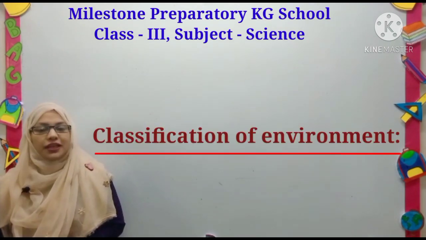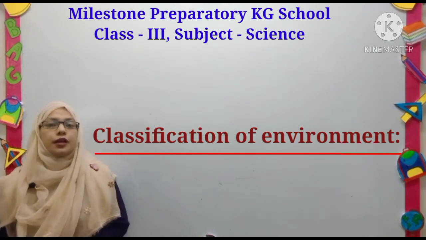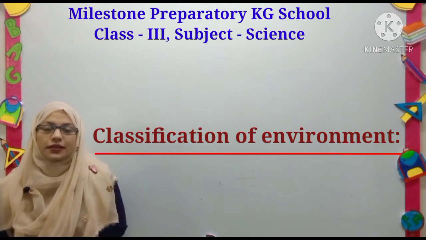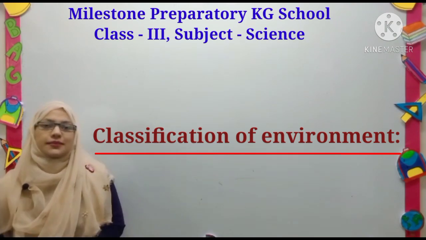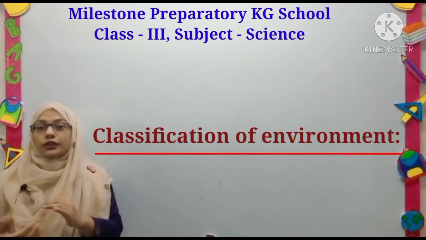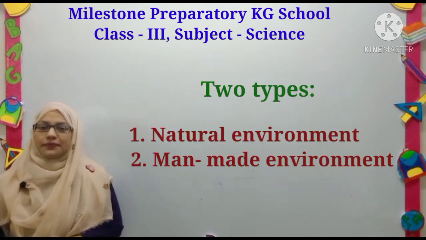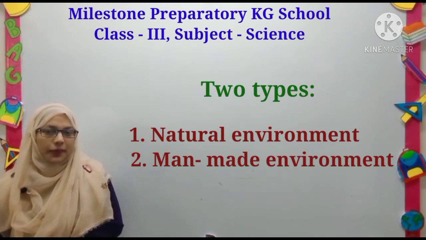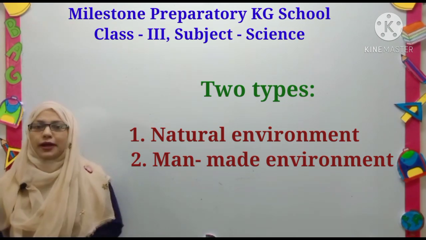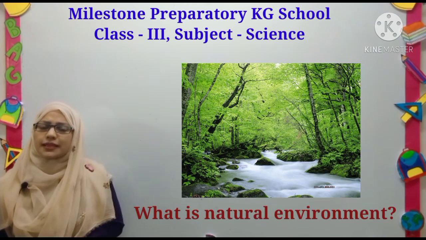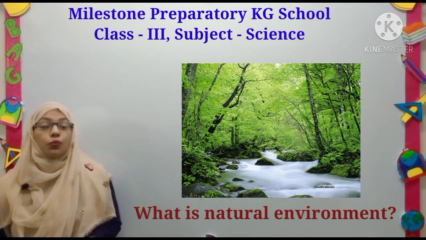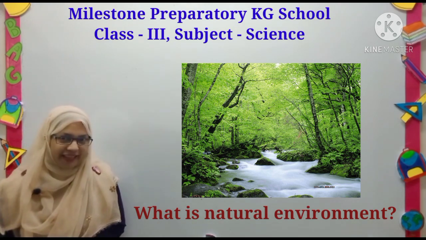Before reading page number 3 and 4, I would like to discuss the classification of our environment. There are different types of elements of our environment around us. So, depending on these elements, our environment can be classified into 2 types. Number 1, natural environment, and number 2, man-made environment. Now, what do you understand by natural environment? Or what is natural environment? Can you say? Yes, it's very easy.